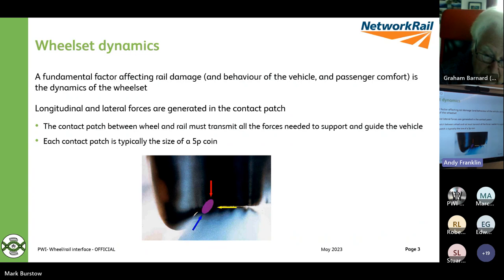And the other thing to remember is that not only do we have the vertical forces being generated within the contact patch, but we have lateral and longitudinal forces. Very often when we talk about longitudinal forces, people think, oh yeah, I know about them, that's traction and braking forces. No. The forces in the longitudinal direction that we generate when a vehicle goes around a curve can actually be significantly bigger than the forces that we generate under traction and braking loads. So these are the ones that do most of the damage. So we need to understand how vehicles actually steer around curves.